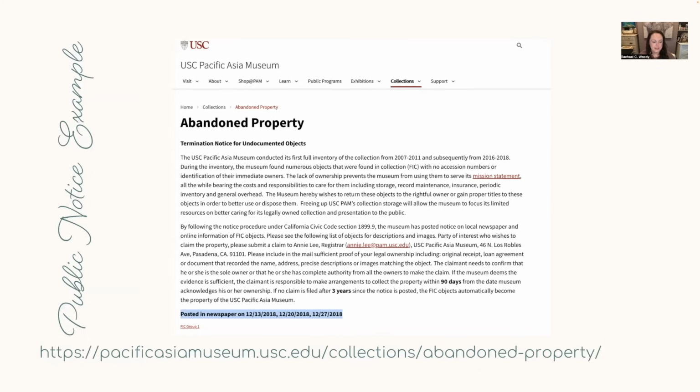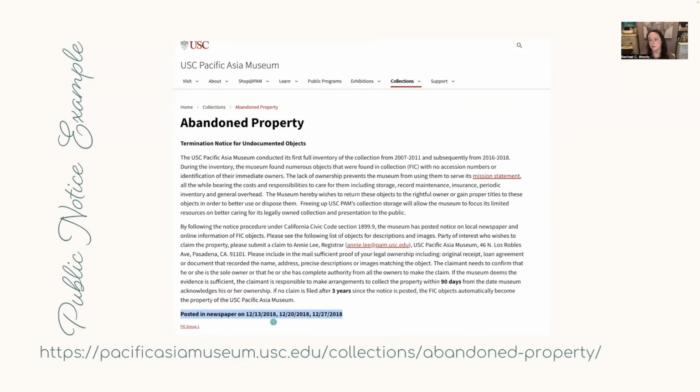And then I wanted to highlight, this isn't necessarily a publication of policy, but the USC Pacific Asia Museum has done an excellent job with the notice part of it, or the outreach education part facing externally of, hey, we've got some abandoned property. We are issuing a termination notice for undocumented objects. Here's the process we went through. Here's who is responsible for it. Here's the stipulation we have in terms of, you have 3 years to claim, etc. And then they've posted it in the newspaper as well.